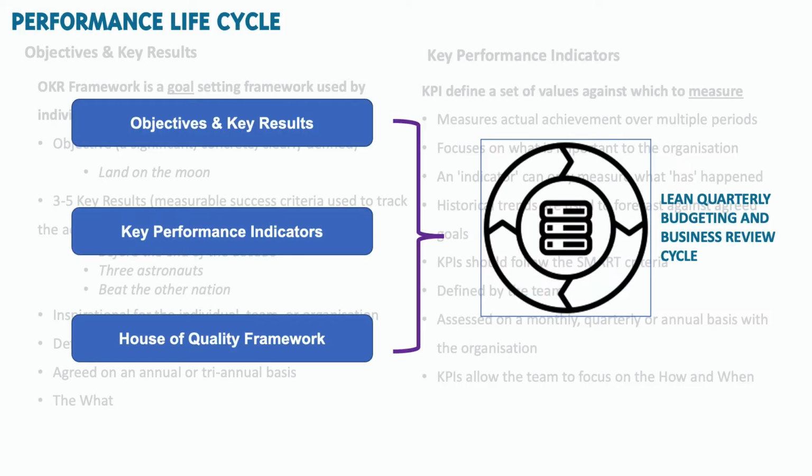Objectives and key results overlap with other performance management frameworks, sitting somewhere between key performance indicators and performance management tools such as Balanced Scorecard. We'll shortly explain how combining objectives and key results and key performance indicators with the House of Quality framework enables Agile organizations to create a comprehensive performance definition, evaluation and measuring life cycle.